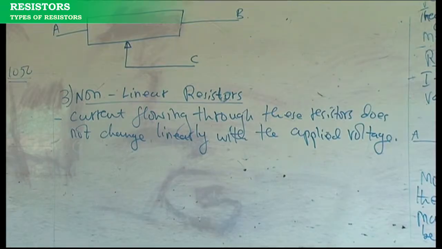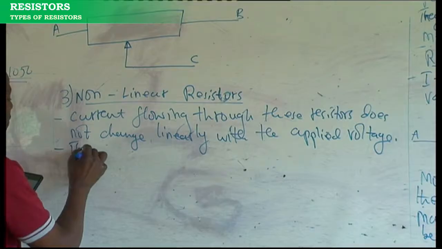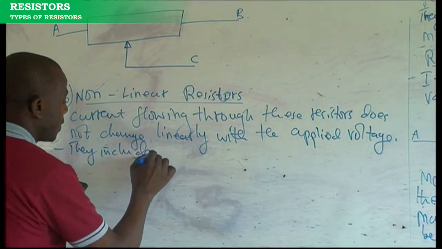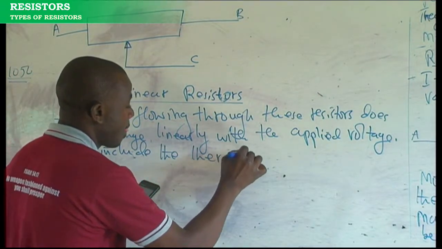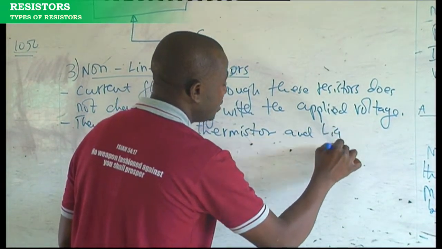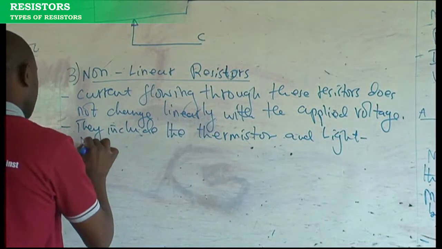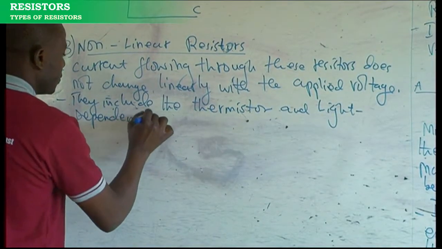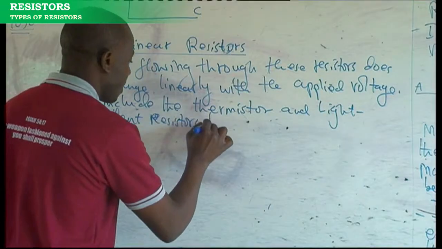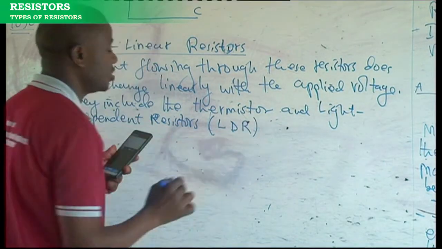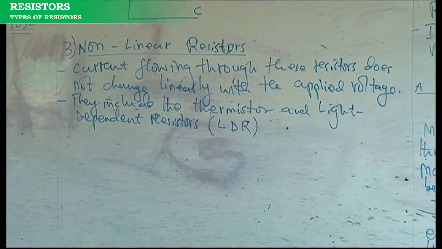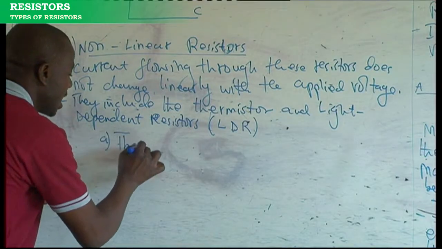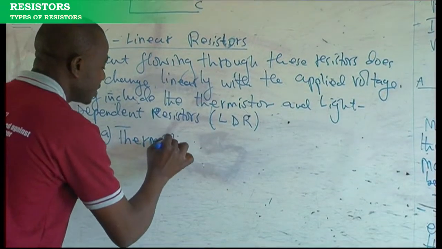Now, such resistors will include the thermistor and light dependent resistors, LDR in short. Those are the two examples of nonlinear resistors: the thermistor and light dependent resistors. That is what we have. Now let us also look at the thermistor so that we understand how it works and how it looks like.